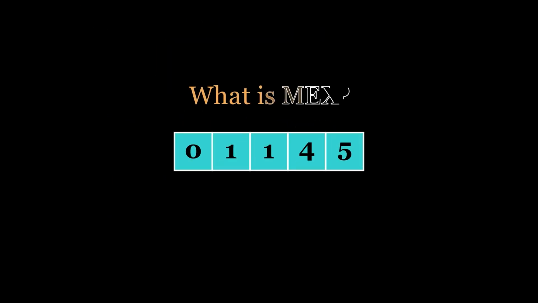Problem E. First, this problem deals with a mex. What is a mex? Mex is the minimum whole number not in the array. For example, for a multiset of 0, 1, 1, 4, 5, the mex would be 2 because 0 and 1 appear but 2 does not.